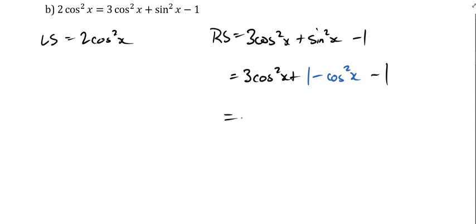The 1's will cancel each other out, and then 3 cos squared x minus cos squared x is just 2. Yeah, so this is good. This is 1 minus 1, which is 0, and 3 of something minus 1 of something is 2 of that same something. We're done.